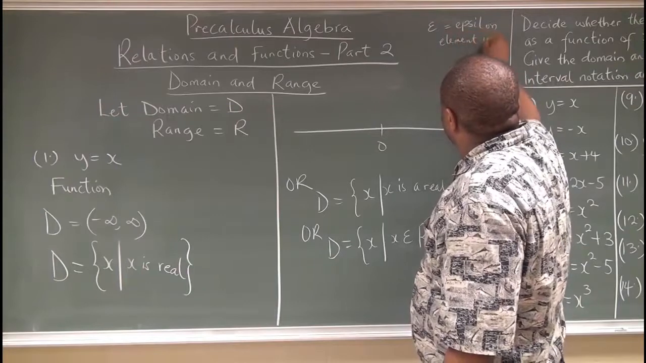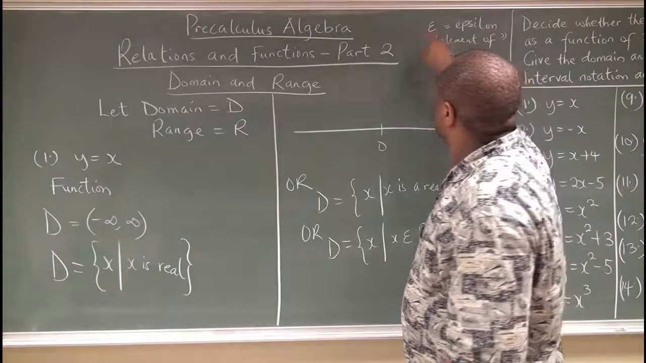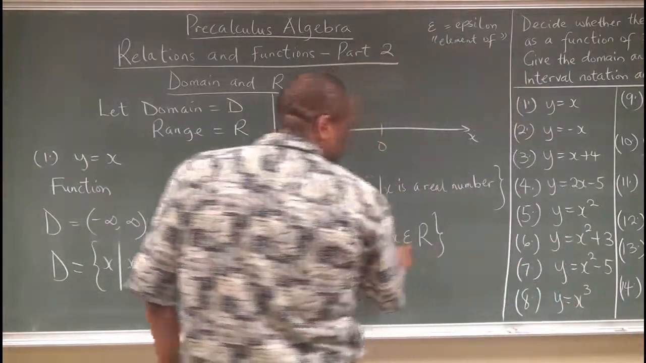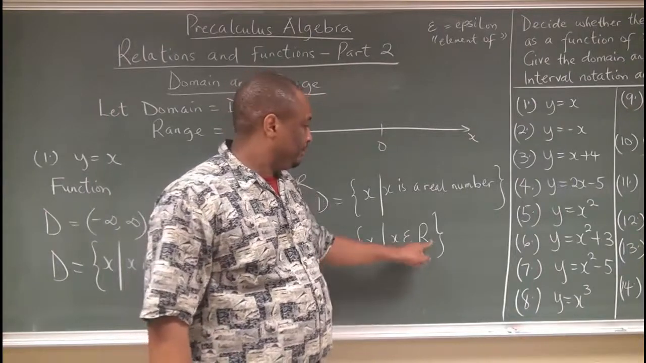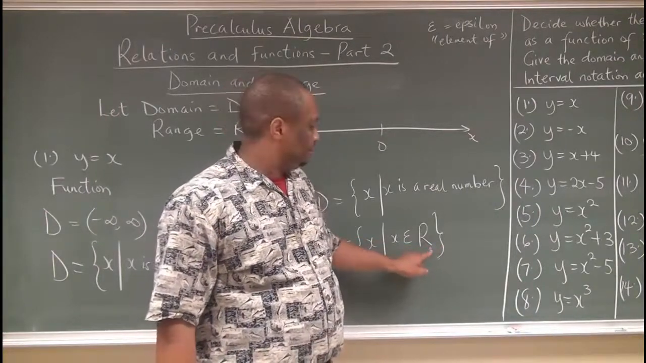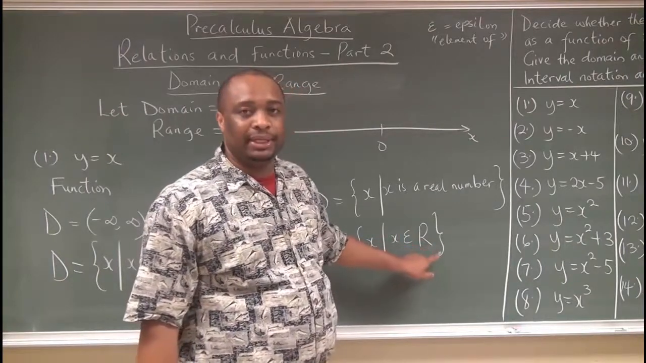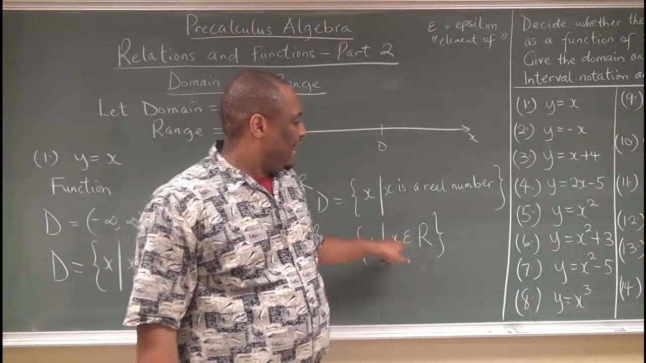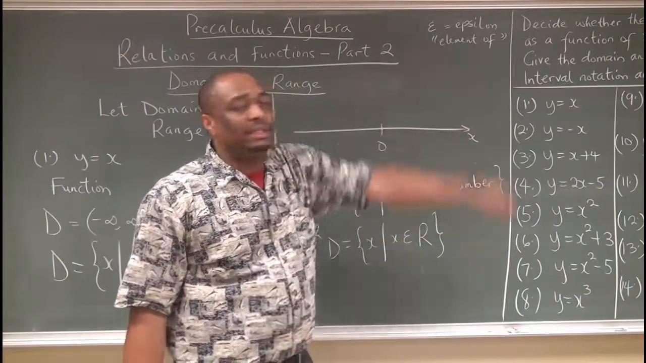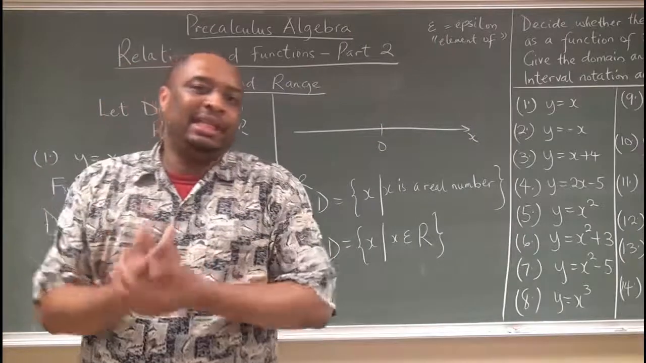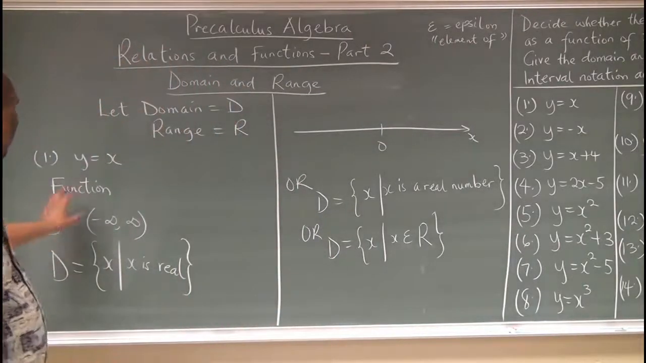Element of. When you do your sets, yeah, you have it. It's not E. This is not E. No. It means x is an element of the real set. x is an element of the set of real numbers. That's what it means. x is such that x is an element of the set of real numbers. Element of, which is epsilon. Epsilon is a Greek alphabet. Okay? So that is our domain.